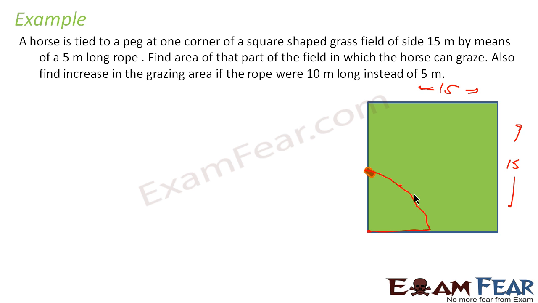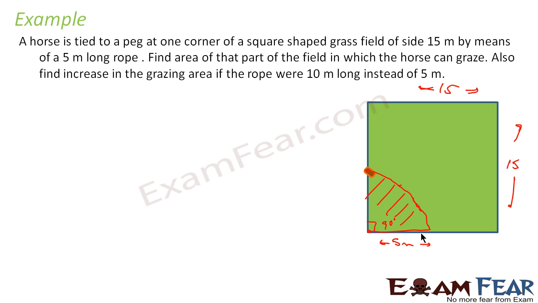This is actually a sector of the circle, where the radius is 5 meter and the angle is 90 degree. Why? Because of the square. We have to find the area which this horse can graze. The horse can at the max graze this area. Try to understand: this is a square field where the horse is tied with a thread, and this forms a sector where theta is 90 degree and the radius is 5 meter.